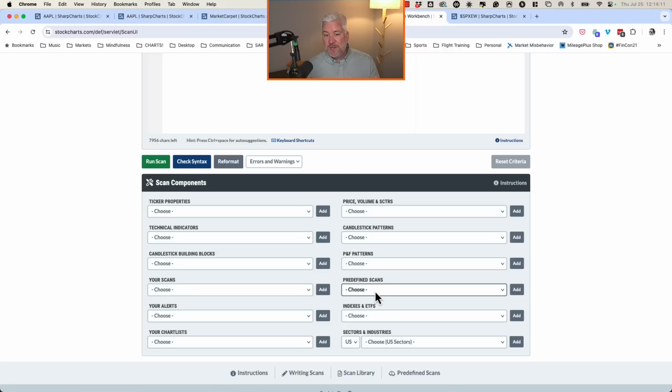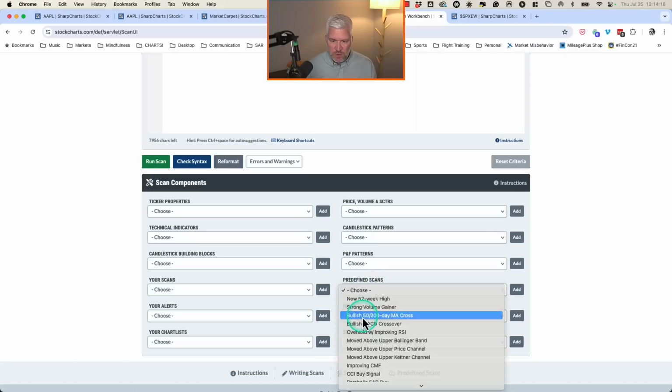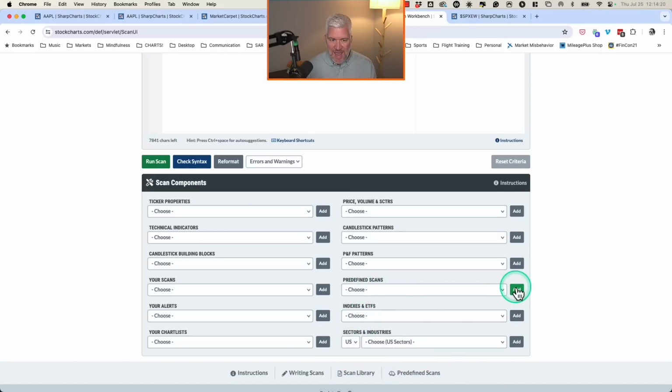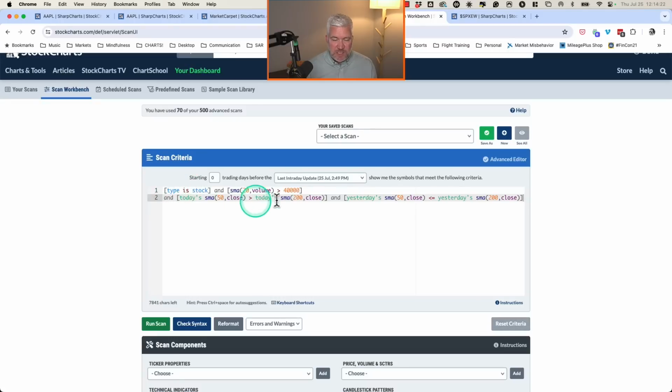But we've already created some of the most common ones and designed them as predefined scans. So if you click on that drop down, go here where it says bullish 50 to 200 day moving average cross, hit add. What that's going to do is basically add the language in here that creates that phenomenon.